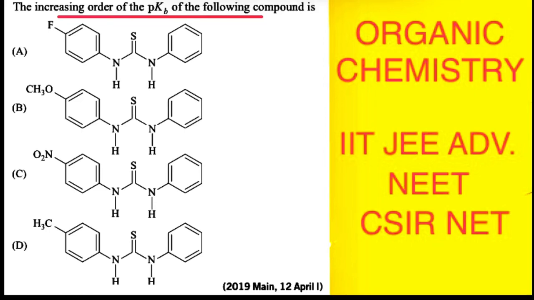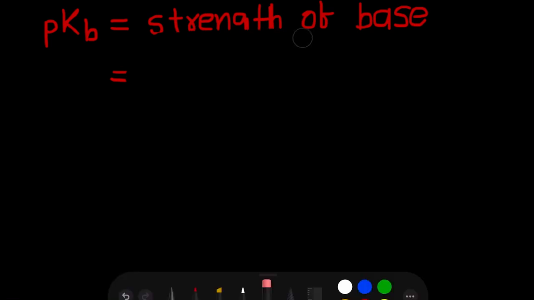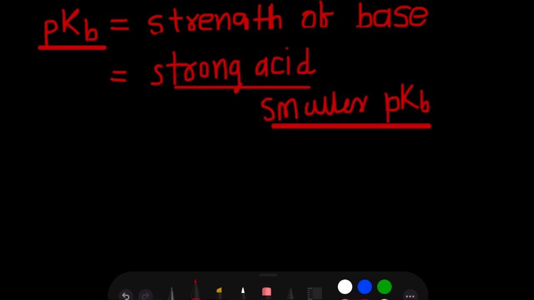The increasing order of pKb. Now what is the pKb? For convenience, the strength of a base is determined by its pKb value. Stronger base has a smaller pKb value.